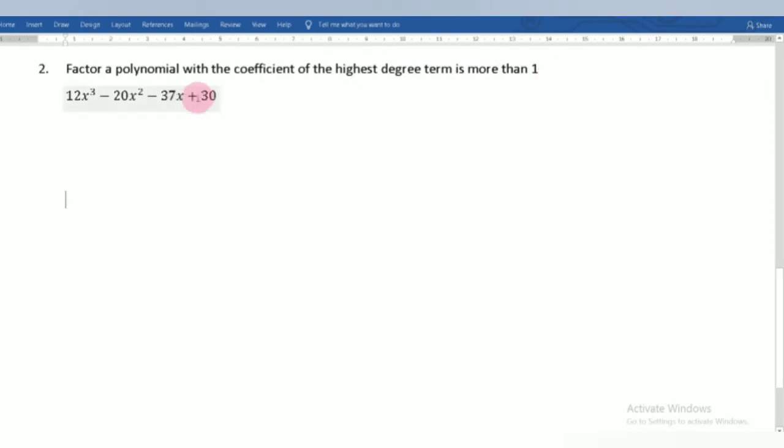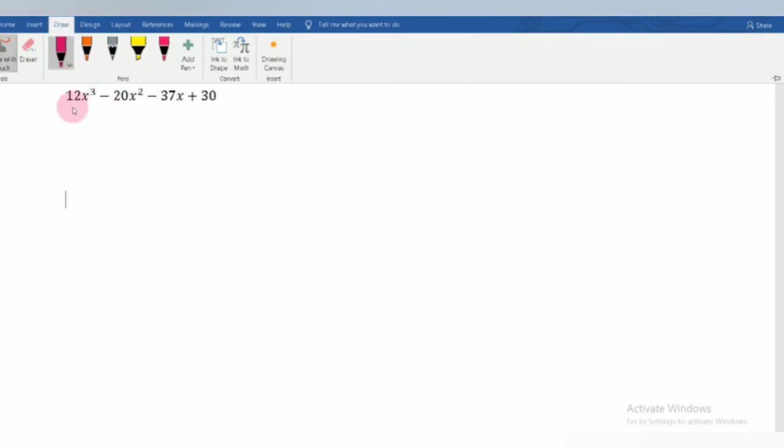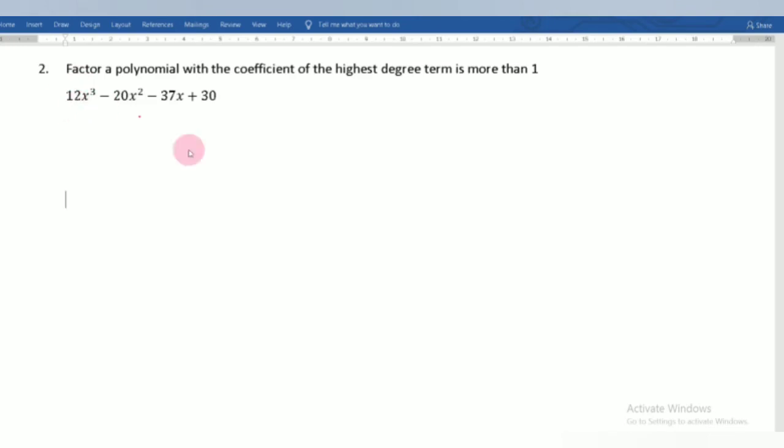The second case is how to factor a polynomial where the coefficient of the highest degree term is more than 1. So the thing is, this one is a cubic, right? And the highest degree term is this one. But the coefficient is not 1, it is 12. Now we have a different case here. Since it is 12, it is more complicated.